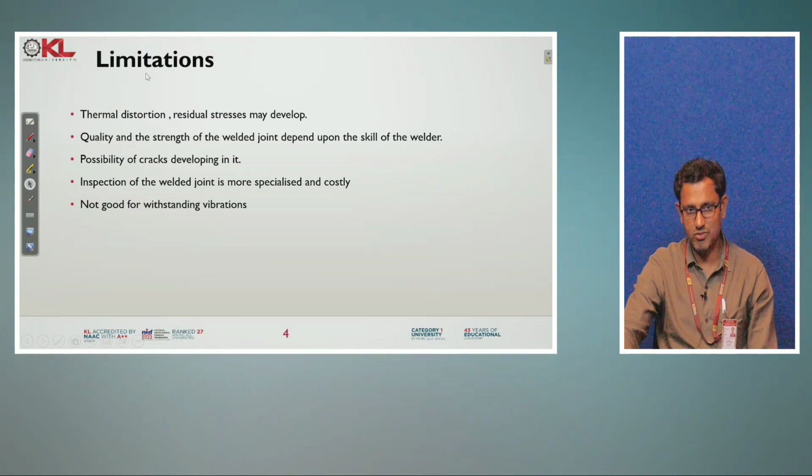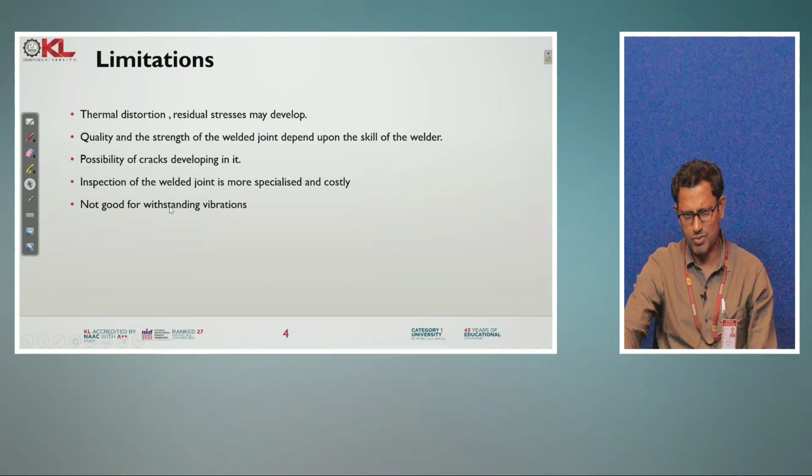And coming to the limitations, what are the limitations of the welded joints? Once you join two plates using welding, some residual stresses will be developed inside the material. Due to heating of the material there will be some thermal distortion, because of which it will lose some of its mechanical as well as thermal properties. That is one limitation. And there is a possibility of cracks, both during welding and in usage.